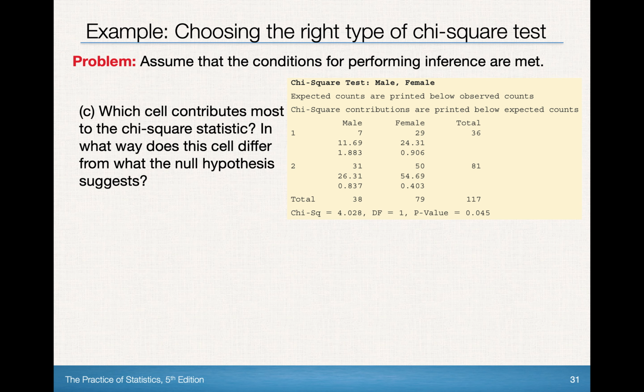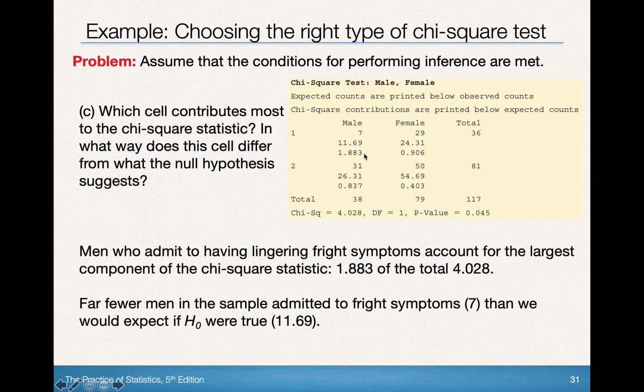Okay. Looking again at my Minitab output, the question says which cell contributes the most to the chi-squared statistic. And as we looked at before, it looks like male with fright symptoms is the biggest contributor. They expected 11.69. They only observed 7, and they got a contributor of 1.883. So there were a lot fewer males than were expected.